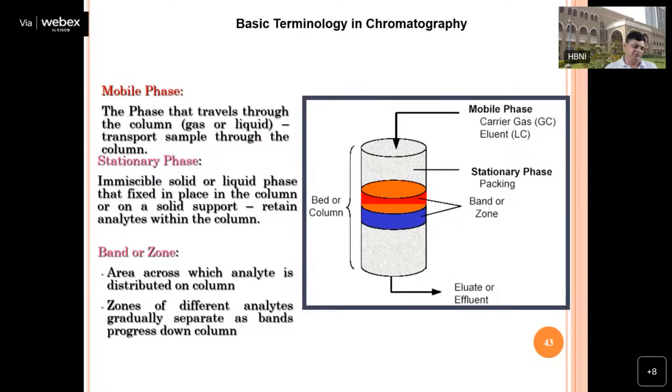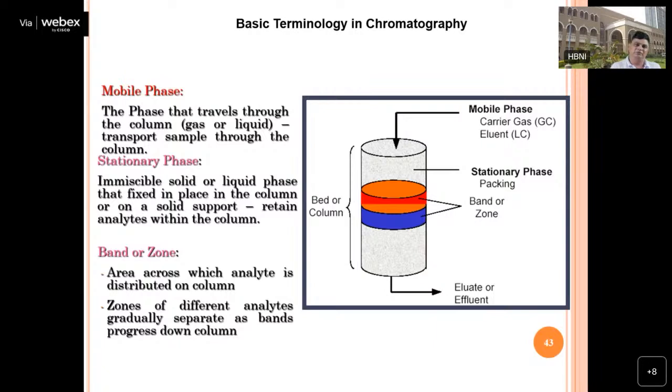So basically, when we talk about chromatography, the basic terminology is this. Mobile phase: the phase that travels through the column, that is gas or liquid, transports samples through the column. Then a stationary phase, which can be an immiscible solid or a liquid fixed in place in the column or on a solid support, and retains the analyte within the column itself.